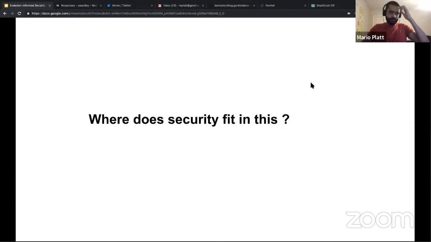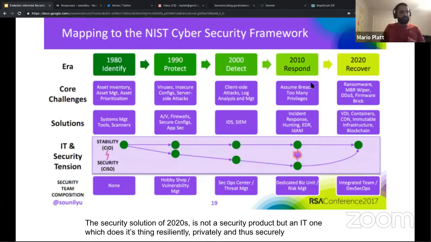So where does security fit into all of this? Sounil Yu, in the RSA 2017 talk, mentioned how to map the NIST framework onto the past couple of decades. Security started being an identified problem back in the 80s, where people were just trying to understand where our systems are and what they were. So we were more focused on maybe a few vulnerability scanners, but that was about it. We just wanted to get systems in place. No one really thought much about security back then.